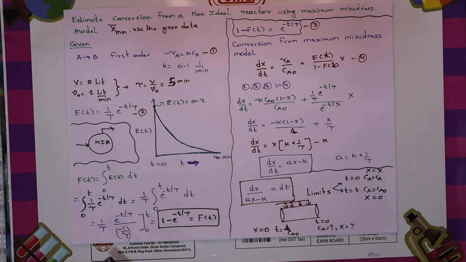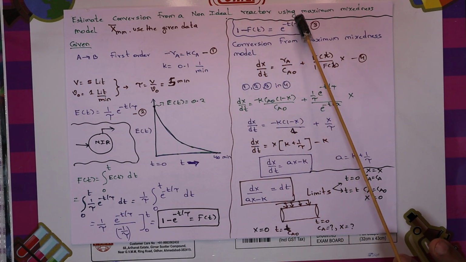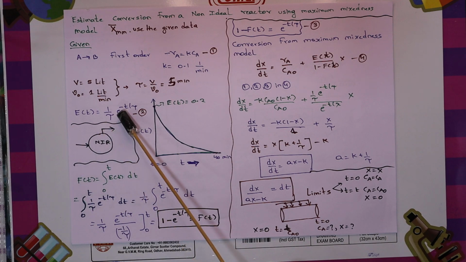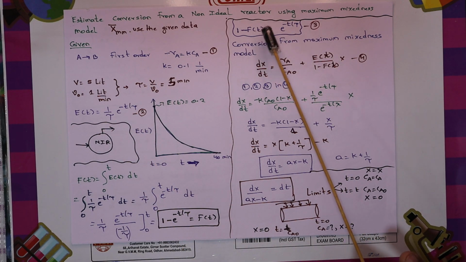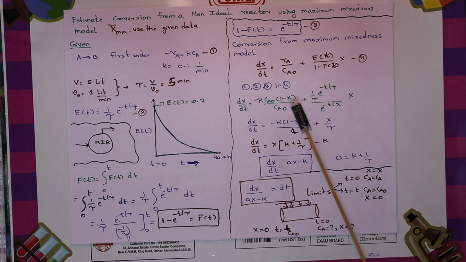If you follow this integration, you get f of t equal to 1 minus e power minus t by tau. So 1 minus f of t is nothing but e power minus t by tau. So I have the function of E of t and the function of 1 minus f of t. Simply plug them into the conversion estimation from the maximum mixedness model. If you substitute the respective expressions, you find dx by dt is equal to x into (k plus 1 by tau) minus k. Here k plus 1 by tau is a constant, and if you are able to evaluate this integral, you can find out the conversion.